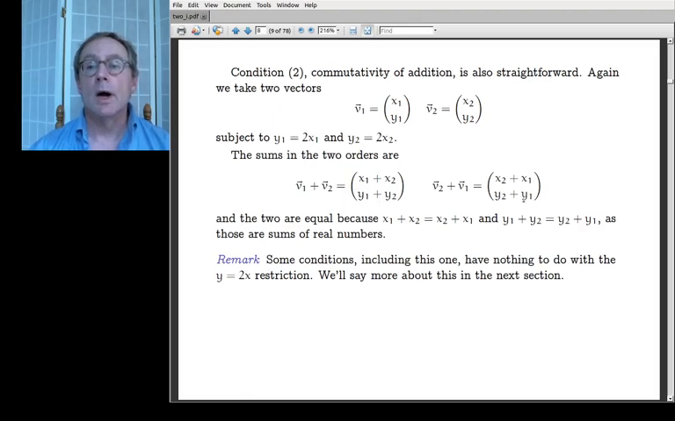y1 plus y2 and y2 plus y1 are the same real number. The order doesn't matter. So commutativity of addition here is inherited from commutativity of real number addition. But in any event, it's not that hard. The hard part is figuring out what it is that you're asked to do. Some conditions have nothing to do with the fact that y1 equals 2x1 and y2 equals 2x2, and this is an example of such a condition.